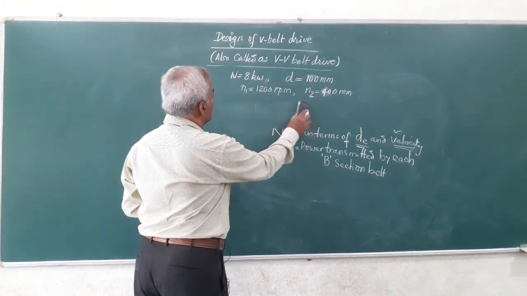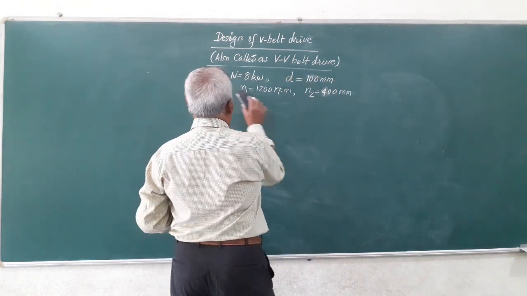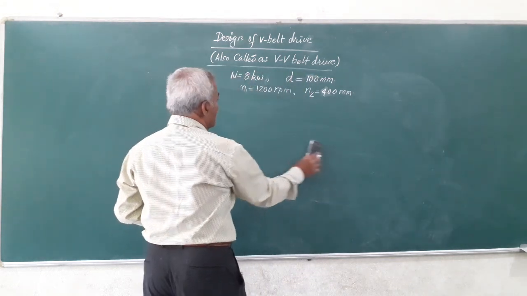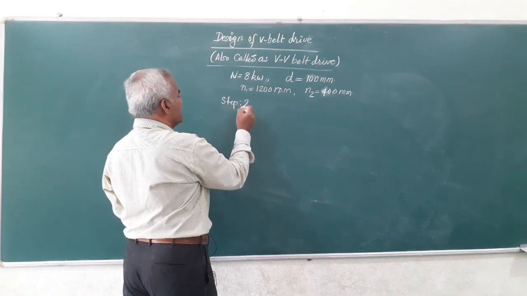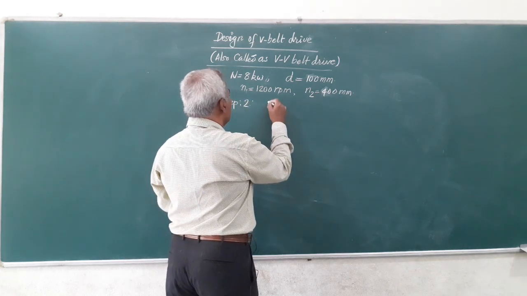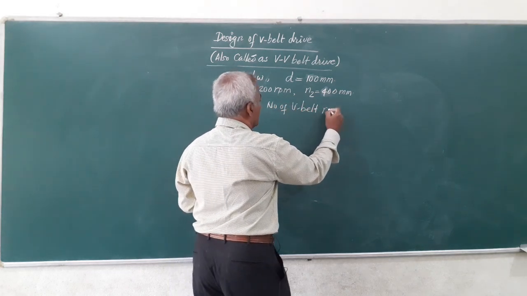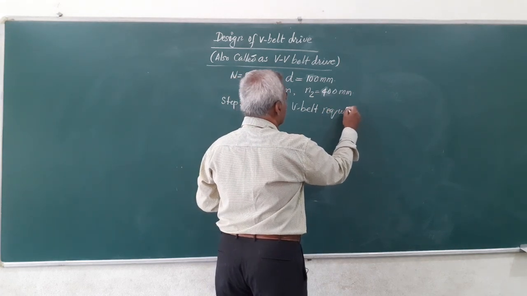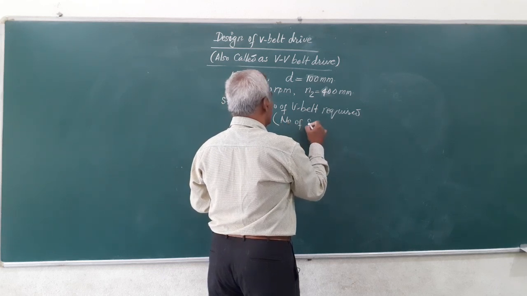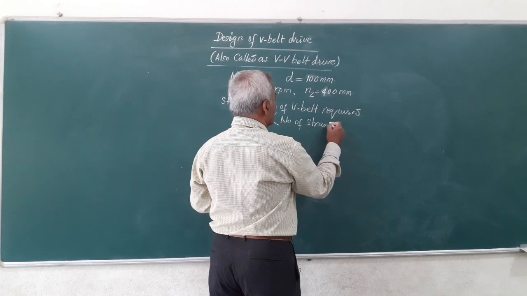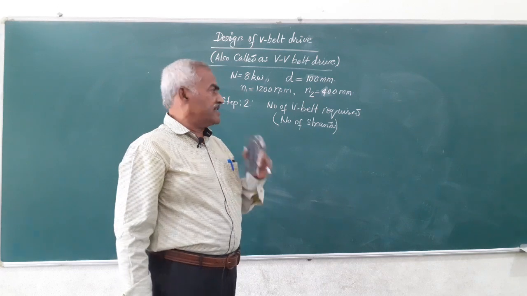Friends, in the first step you are able to find out what is the value or the cross section of the belt required, and in the second step, step number 2, which is little lengthy, we are going to find out the number of V belts required. Each belt is called a strand. So, they will also say how many number of strands. Each belt is called a strand. So, we have to find out how many belts are required to transmit this power of 8 kilowatts.